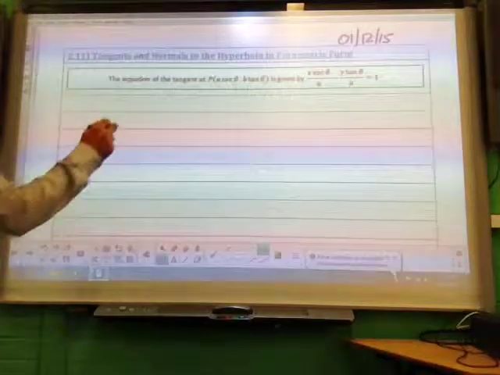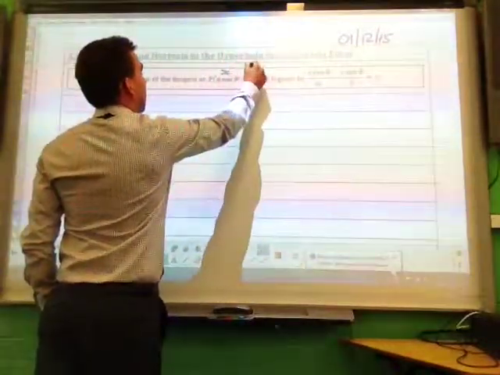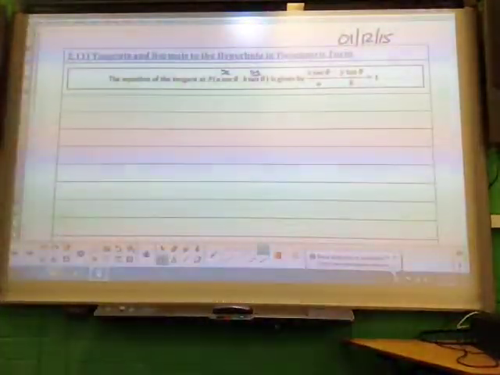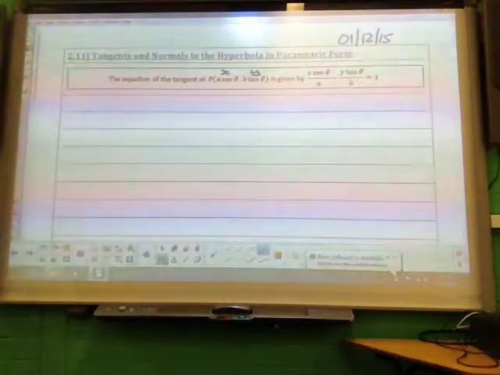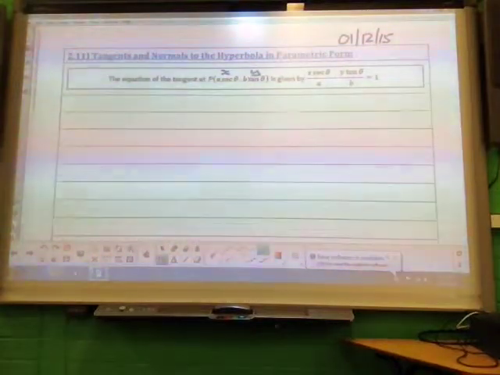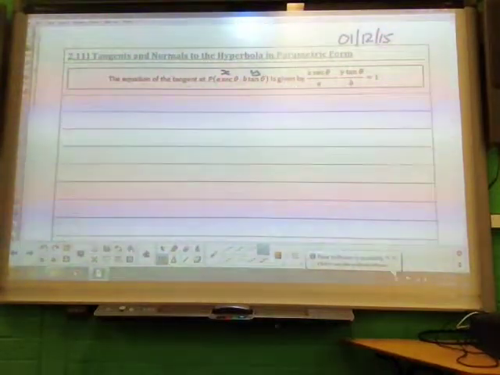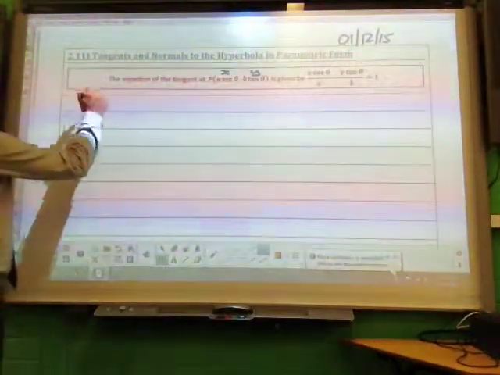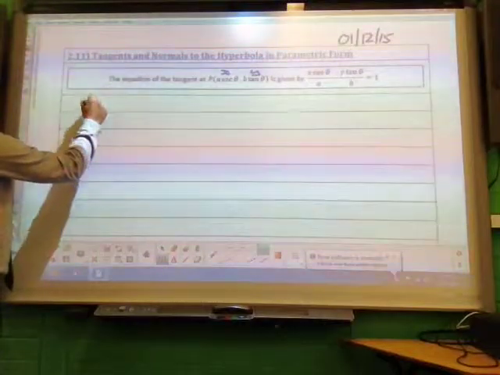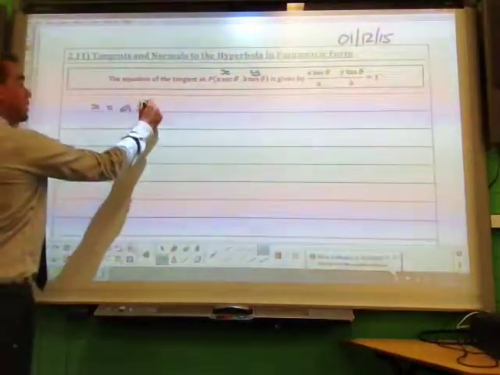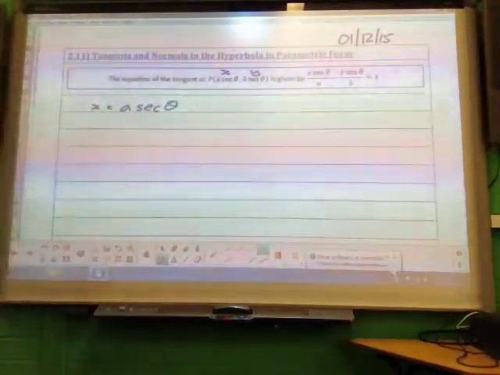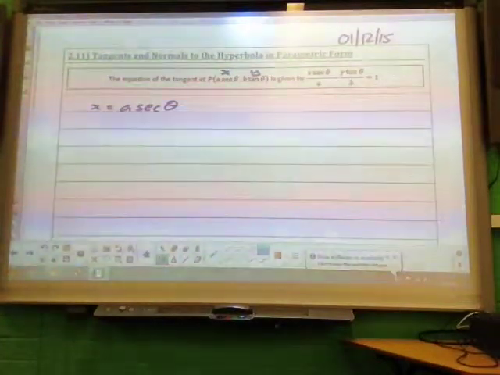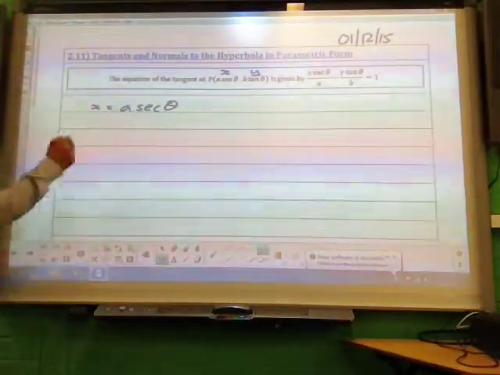So we've got that. Remember that point that was shown in parametric form. So x equals a sec theta and y equals b tan theta is the parametric form of your hyperbola. The tangent is given by that. Okay, so let's derive it. So x is a sec theta, so we need to do dy d theta, and we achieve that by doing dx d theta.